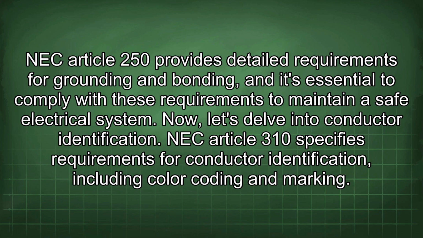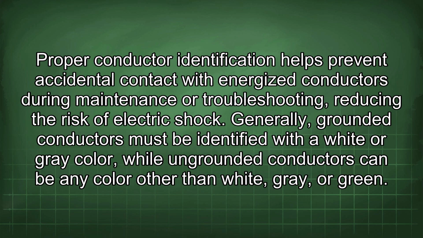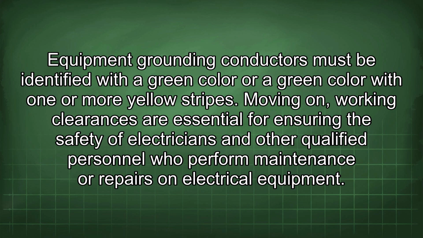Now let's delve into conductor identification. NEC Article 310 specifies requirements for conductor identification, including color coding and marking. Proper conductor identification helps prevent accidental contact with energized conductors during maintenance or troubleshooting, reducing the risk of electric shock. Generally, grounded conductors must be identified with a white or gray color, while ungrounded conductors can be any color other than white, gray, or green. Equipment grounding conductors must be identified with a green color or a green color with one or more yellow stripes.